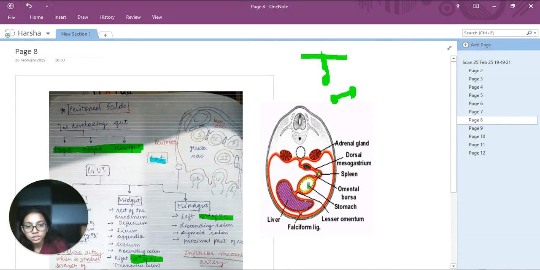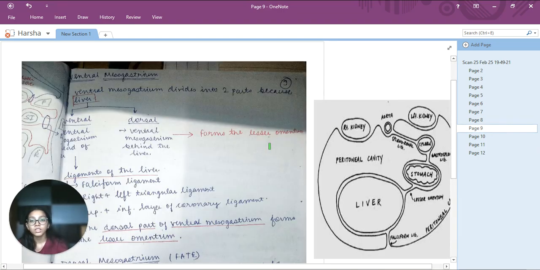So see in this diagram, this is the stomach, this is the liver, and this is the spleen present over here. The part in front of the liver will be the ventral mesogastrium, and the part behind the liver will be known as the dorsal mesogastrium. In detail, the ventral mesogastrium is divided into two parts because of the liver present over here. So there is a ventral part and a dorsal part: the ventral mesogastrium and the dorsal ventral mesogastrium.